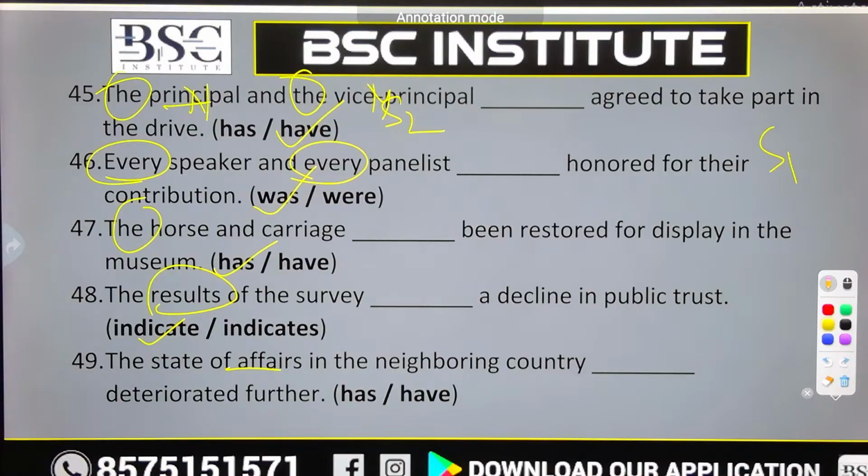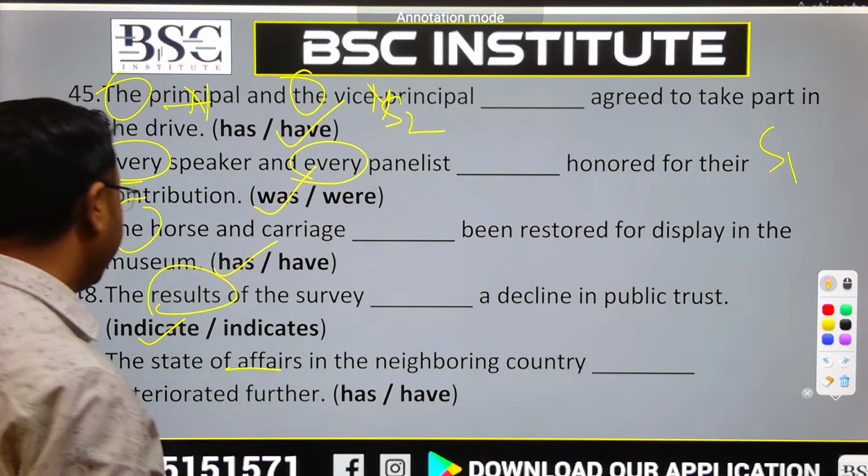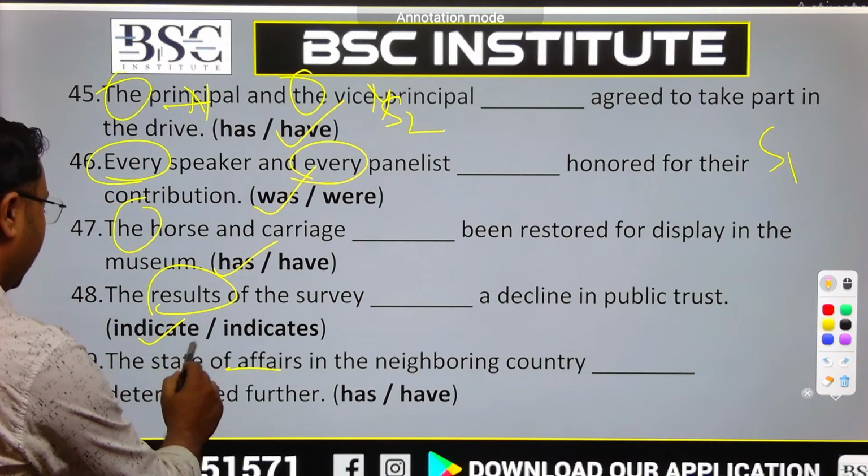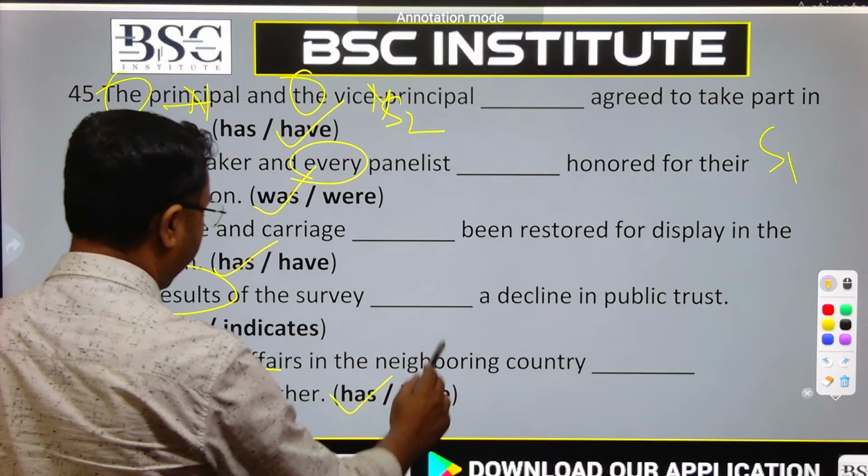Okay, so state of affairs is not plural, it is singular. Okay, singular S1, right? For S1, I will put "has".